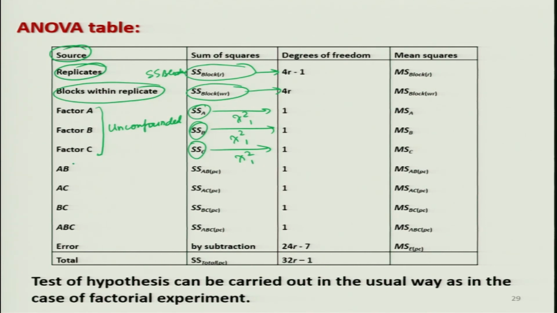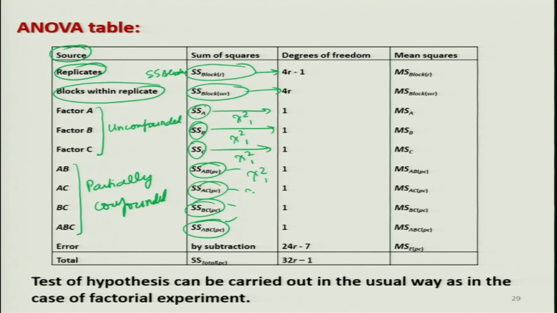and similarly here AB, AC, BC and ABC. These are partially confounded, and based on that we have found the suitable sum of squares due to AB, AC, BC and ABC, right. They will also have a chi-square distribution with 1 degree of freedom each, and all the sums of squares are going to be mutually orthogonal to each other. I am not giving you the proof here, but you can think in the same direction as we used in the earlier analysis of variance case.